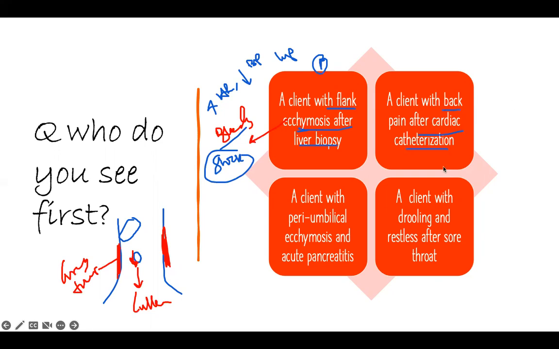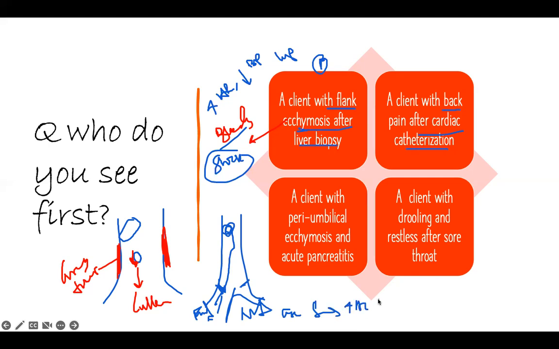A client with back pain after cardiac catheterization. This is the same. When you do cardiac catheterization, they go into your groin. Okay, this is your groin, and they go into the femoral artery, and they go all the way into your heart. Okay, when they come out, you have to check their groin. You do neurovascular check, and then you check their groin for hemorrhage. Your assessment after cardiac cath is shock. So you're looking for increased heart rate, decreased blood pressure, and change in mental status.